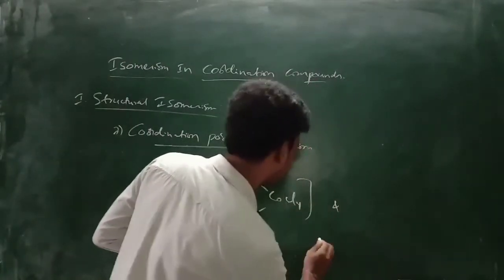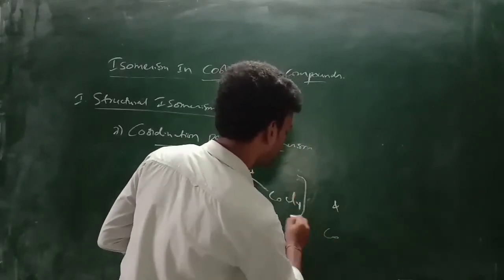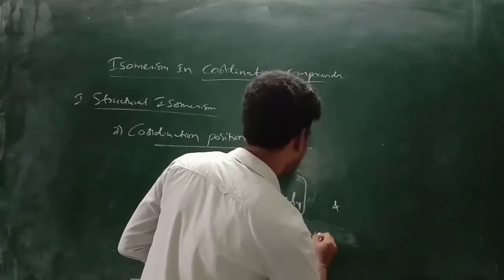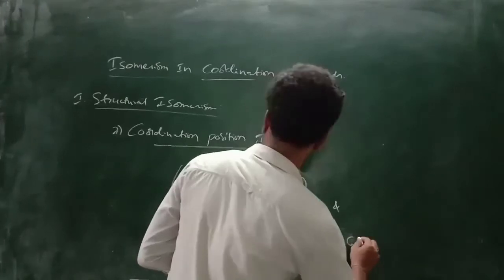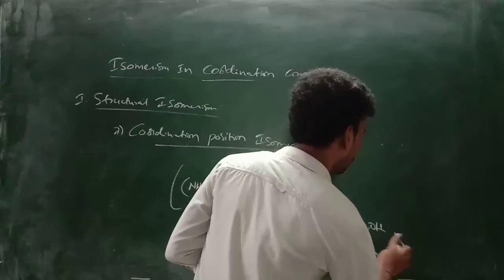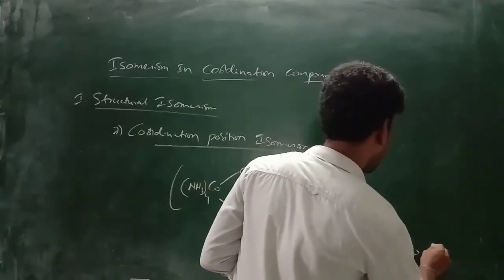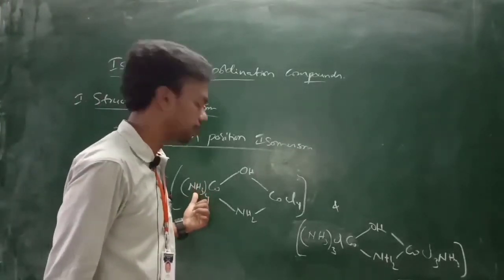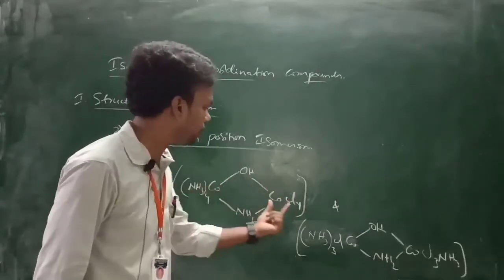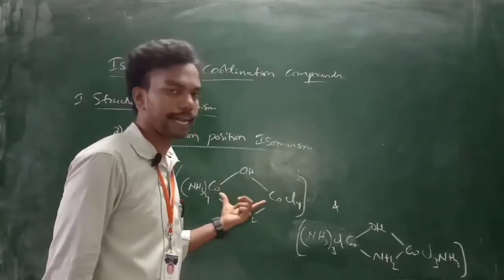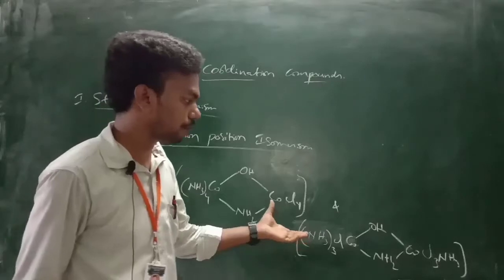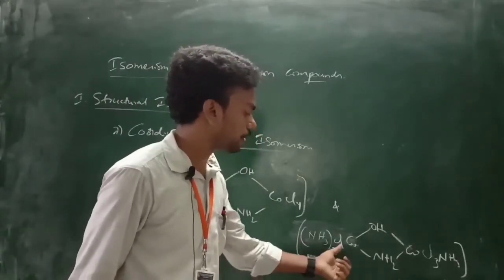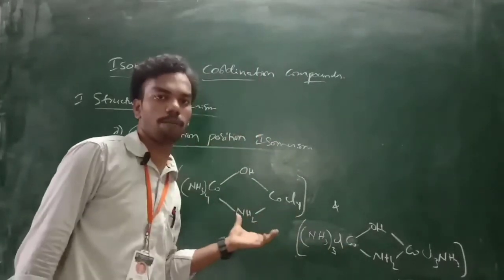Here [(NH3)3ClCo(OH)(NH2)CoCl3(NH3)]. So these two are coordination position isomers. Here one of the amine ligands and one of the chlorine ligands are exchanged. So non-bridging ligands are distributed differently around the central atoms. These two complexes have the same molecular formula, but here 3 ammonia groups are attached to the cobalt, and here 3 ammonia and 1 chloride are attached to the cobalt. So these two complexes are coordination position isomers.